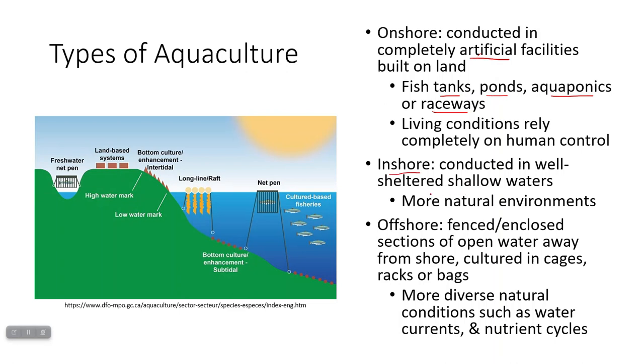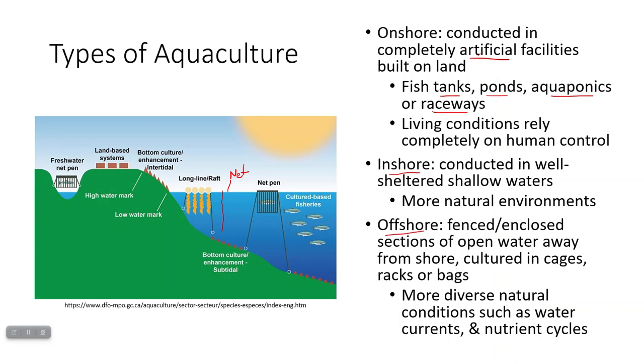If you want more natural conditions, you can have inshore, where you're doing this in shallow waters that are well sheltered, that you can kind of, maybe not fence off, but you can put a net in place to keep other organisms out and to keep the organisms you're farming in. Then there's offshore, which is where you have fenced or enclosed sections of water, or cages, racks, or bags. These organisms are exposed to natural conditions. Unfortunately, you also don't control those conditions.